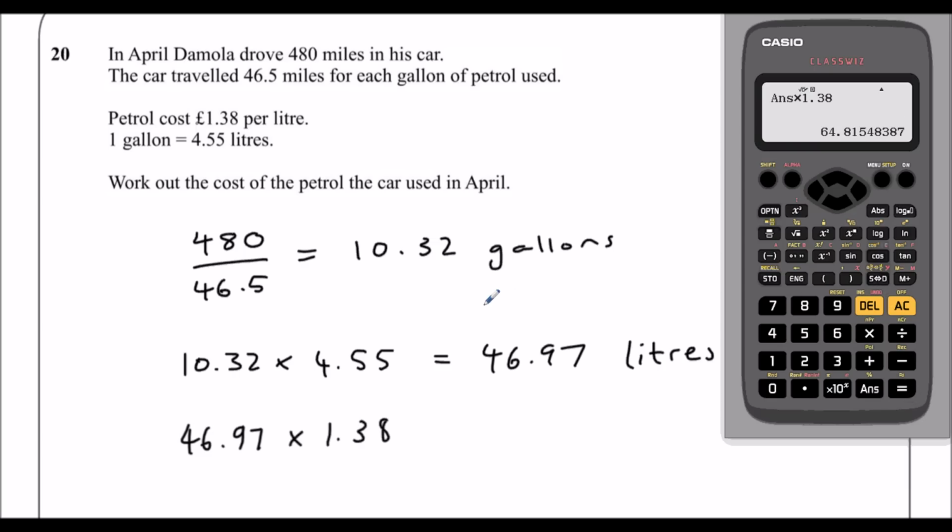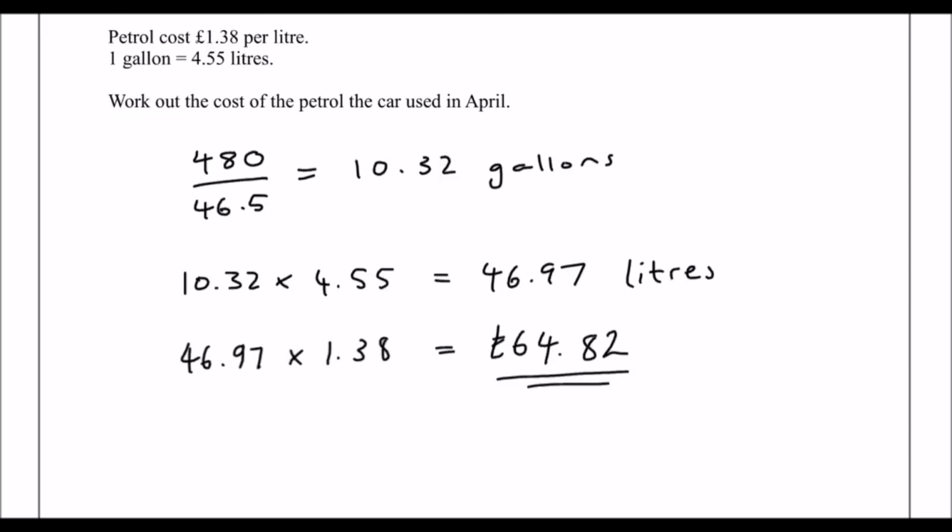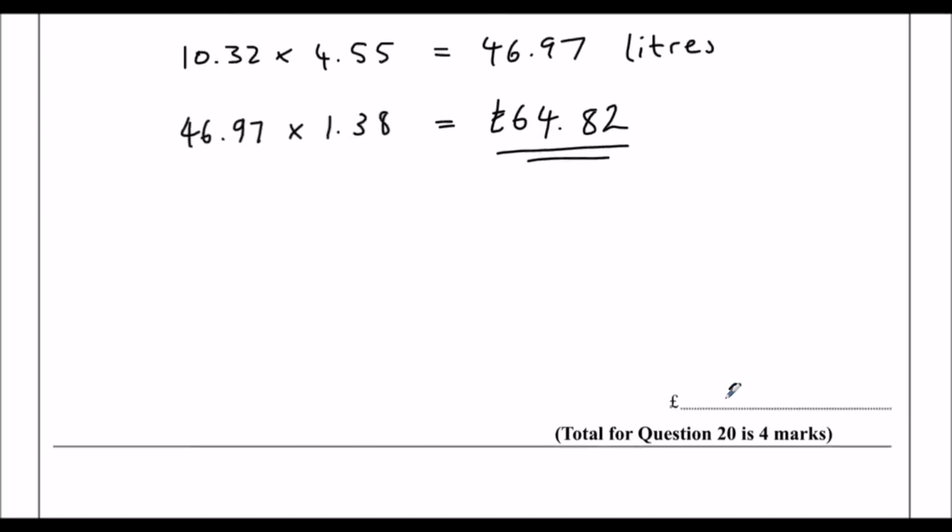I've got £64.82p. So £64, 82p. If you did use rounded numbers, there will still be a range of acceptable answers for the question. So £64.82.